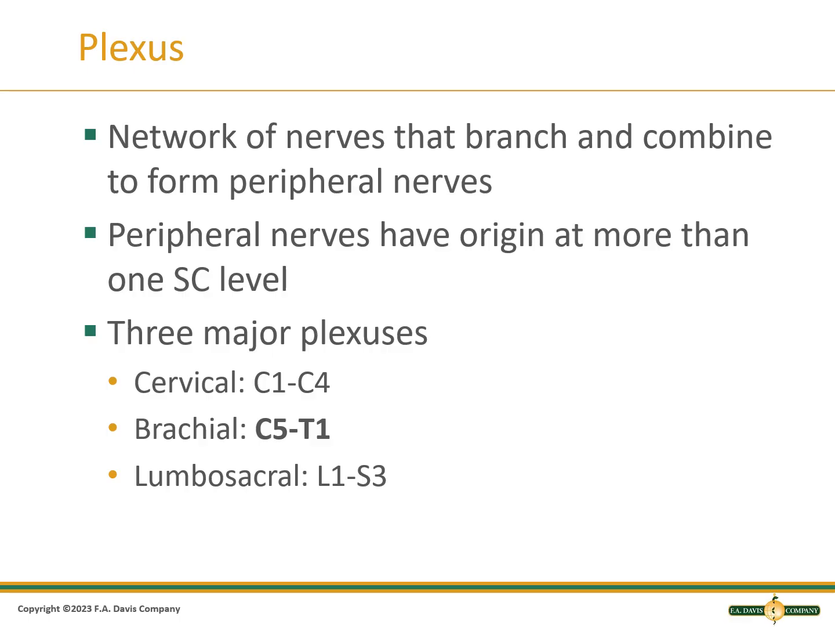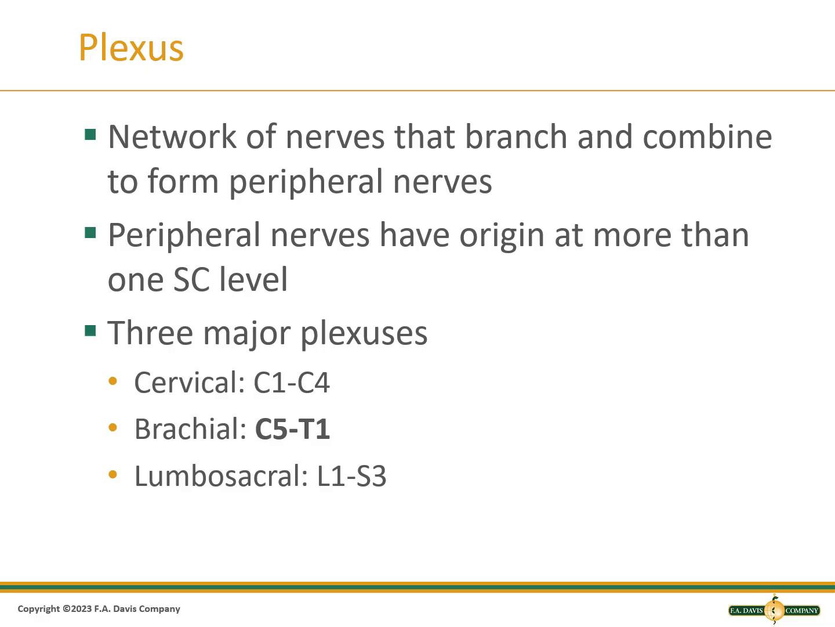A plexus is a network of nerves that branch and combine to form peripheral nerves. So the spinal nerve roots branch out from the spinal cord, come back together to mix up with each other, and then branch off into the peripheral nerves so that ultimately our peripheral nerves have origins from more than one spinal cord level.